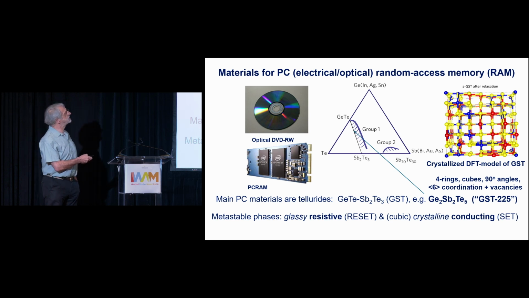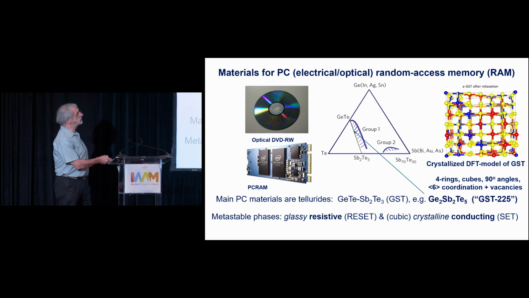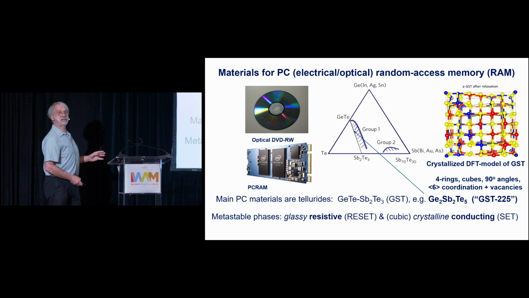The stable crystal form of these materials is actually hexagonal, but we don't crystallize on the timescale of hours or minutes. We crystallize in nanoseconds, and so you get a metastable crystal, which is rocksalt, this cubic phase, which is stabilized by having vacancies in it. So the motifs for rocksalt, remember, are 4 rings, cubes, 90-degree angles, octahedral 6-fold coordination, right?